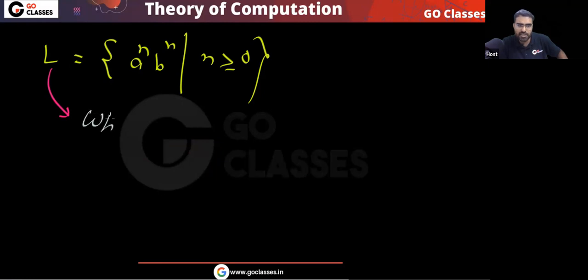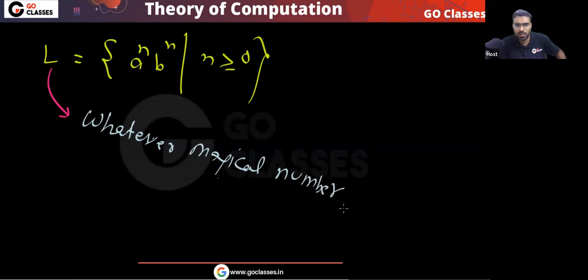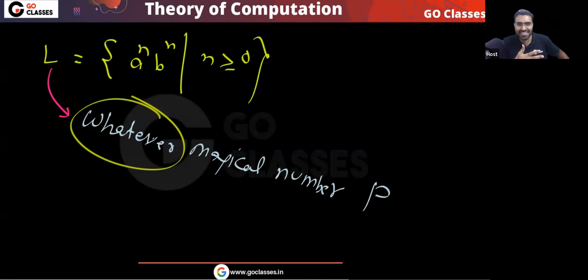Whatever magical number p you take, there is a violating string. Some string will oppose. Some string will say, okay, I will not pump. So you can see, whatever magical number you take, some candidate string will not pump.